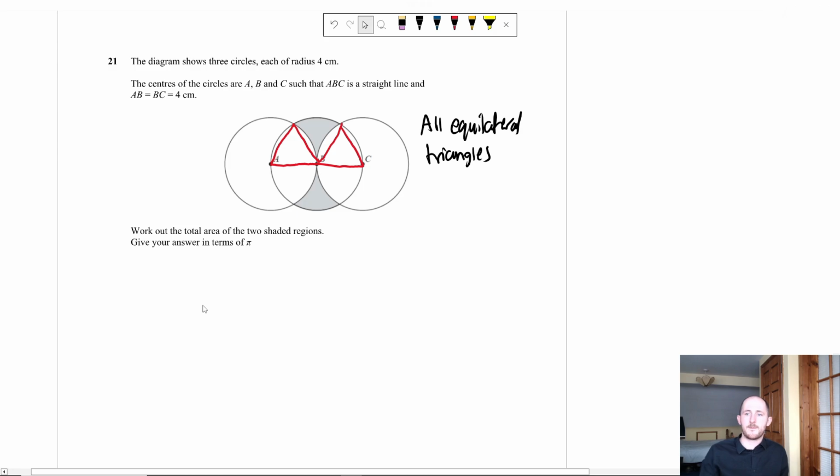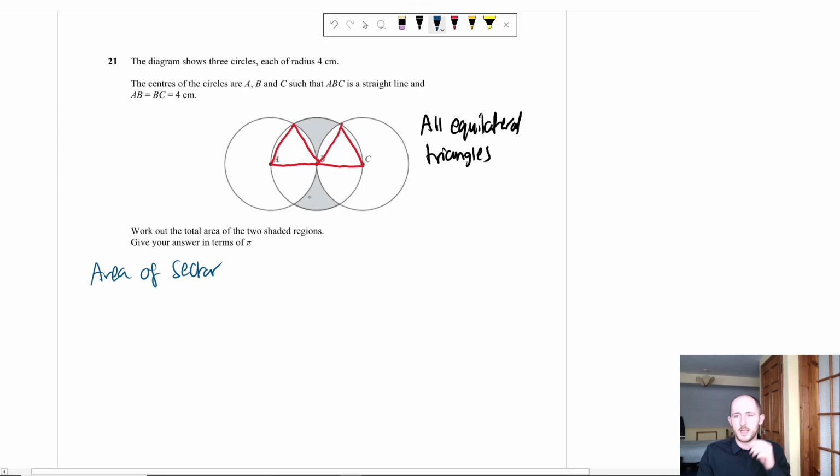So let's do that. We're going to do the area of a sector. And then what we're going to do is subtract 2 times the area of these segments. Okay? Now, how do I work out the area of a sector? Well, I take the angle, I divide it by 360 and do pi r squared. Now, if I look at this angle here is 60 degrees. Why? Because all of these angles are 60 degrees, and angles on a straight line add up to 180. So this is 60 degrees, this is 60 degrees, this is 60 degrees.